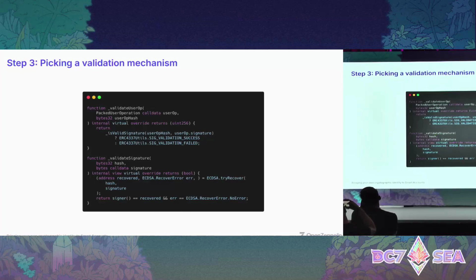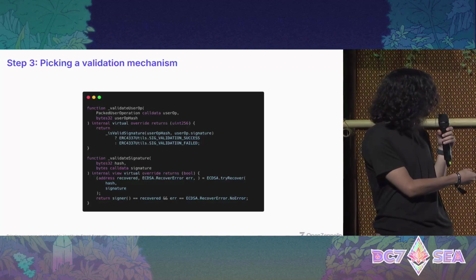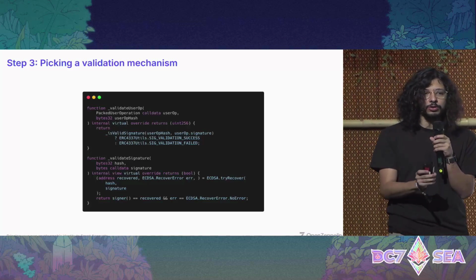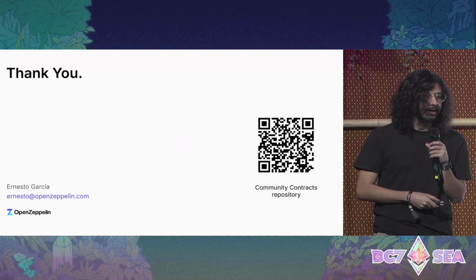One of these is the validate signature using ECDSA recover, and you don't have to worry, this already has the replayability protection in place. So whatever you receive as a hash is already bound to the account. Number 4, use deploy, and that's it.